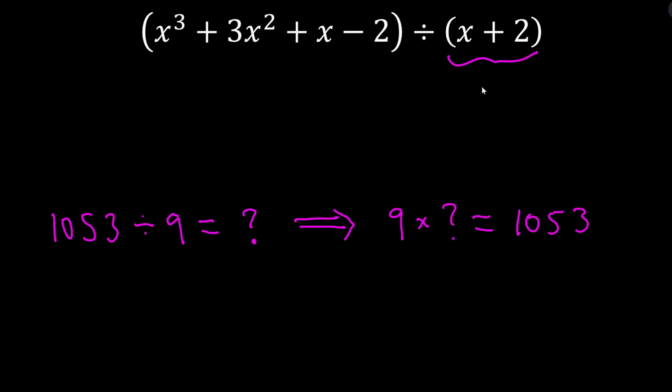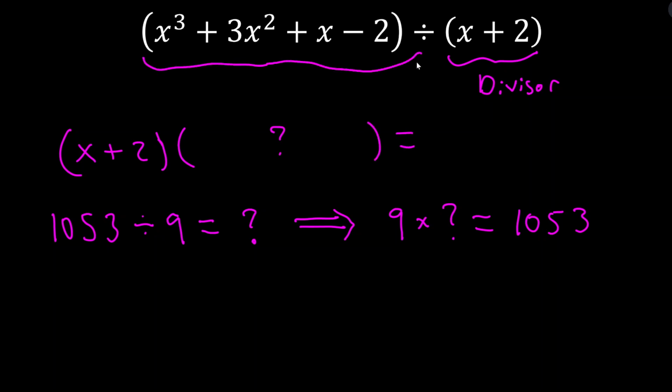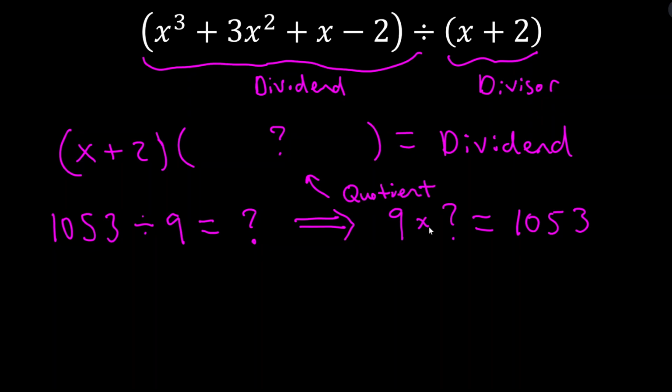Here we have what we call a divisor, and we're thinking about what do I multiply the divisor, x plus 2, by. So x plus 2 times what, in parentheses, question mark, equals this thing, which we call the dividend. And that times what is our quotient. That's like the answer to the division problem, just like this question mark here is our quotient. So that's what we're trying to figure out: what do we multiply x plus 2 by to get this dividend?